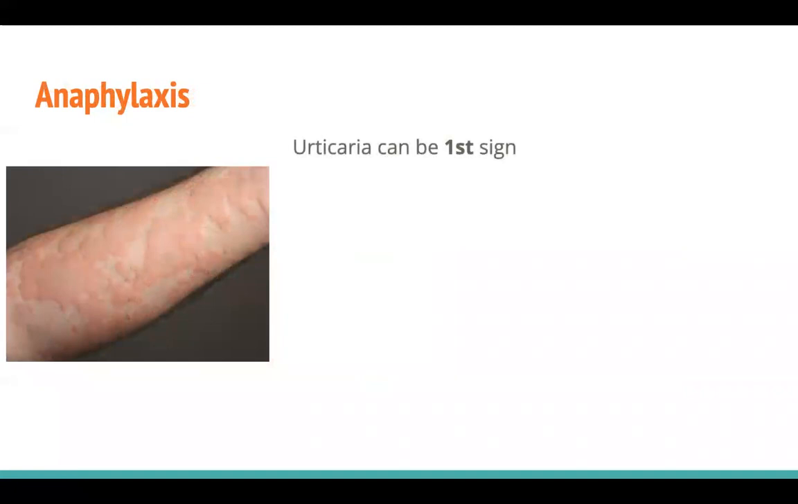Let's talk about anaphylaxis. I'm sure you all know how to treat this by now, but if we look at the manifestation of anaphylaxis, urticaria can often be the first sign. So this is a nice example of urticaria or wheals that have come up on a patient. Other initial signs can be flushing, abdominal pain, stridor, vomiting.